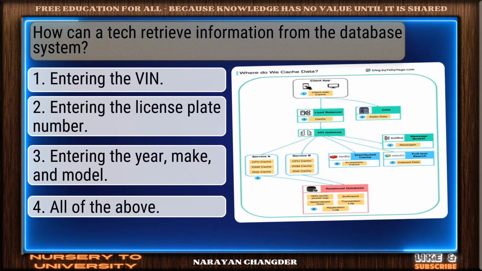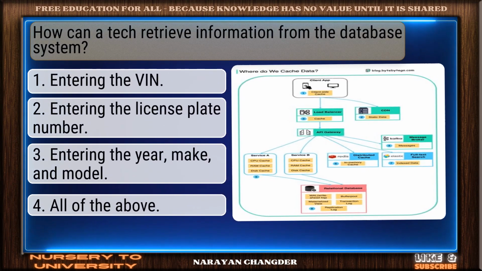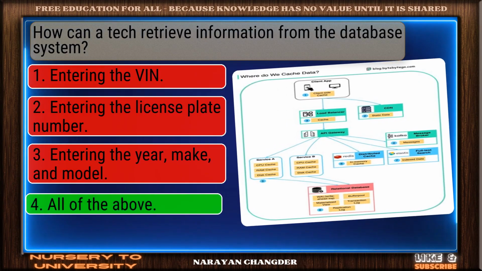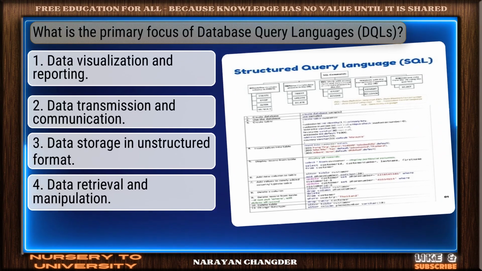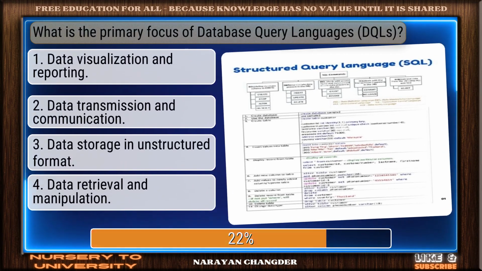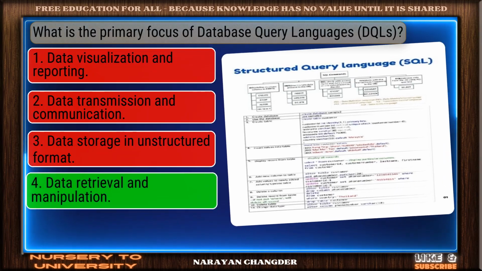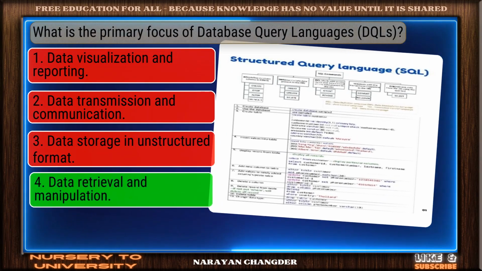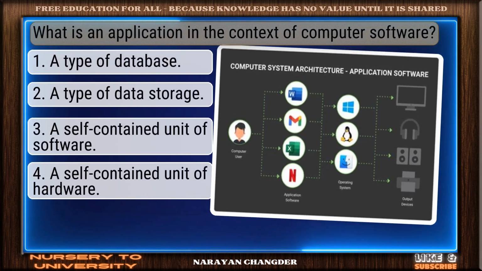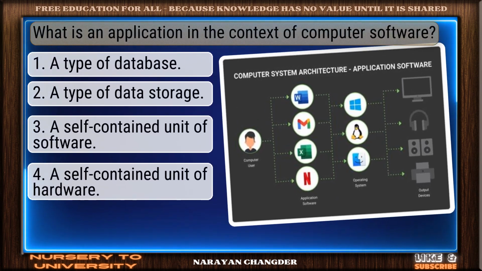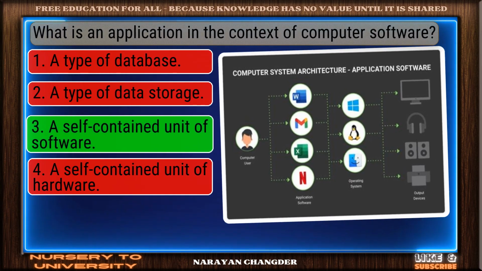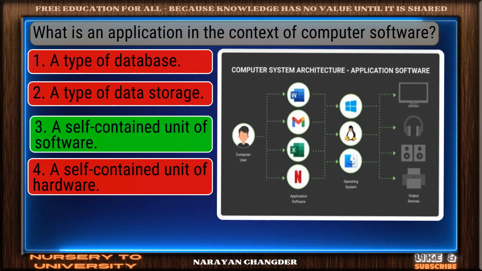Question number 46. How can a user retrieve information from the database system? Correct. All of the above is the right answer. Question number 47. What is the primary focus of database query languages? Excellent choice. Data retrieval and manipulation is the right answer. Question number 48. What is an application in the context of computer software? Valid point. A self-contained unit of software is true.